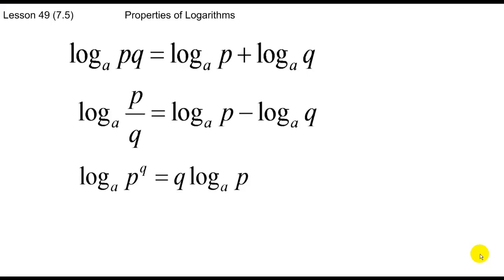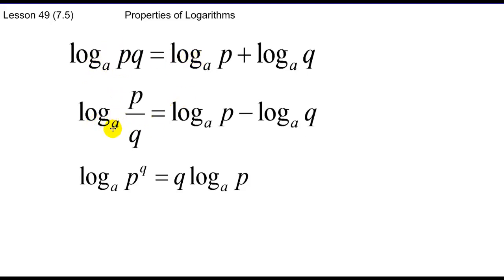Today we'll discuss the properties of logarithms. There's basically three. First one is if I have a log base of a product of two numbers, that's equivalent to the log base of one number plus the log base of another. So this is how you would split it apart, or if I had the sum, you could make it into a multiplication. We're going to be going back and forth today.